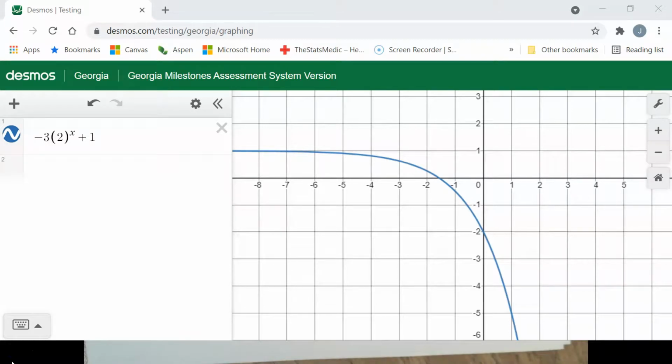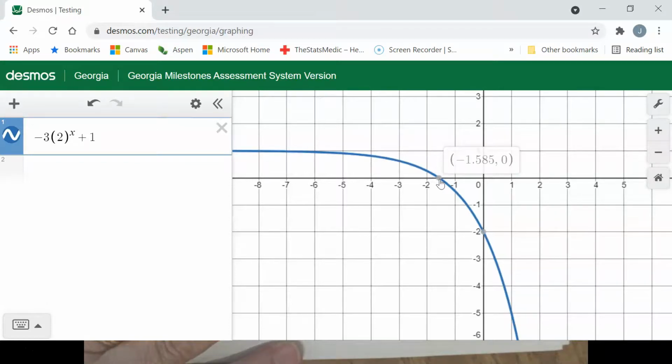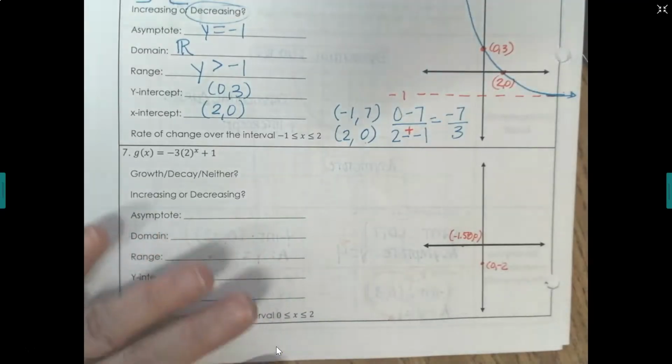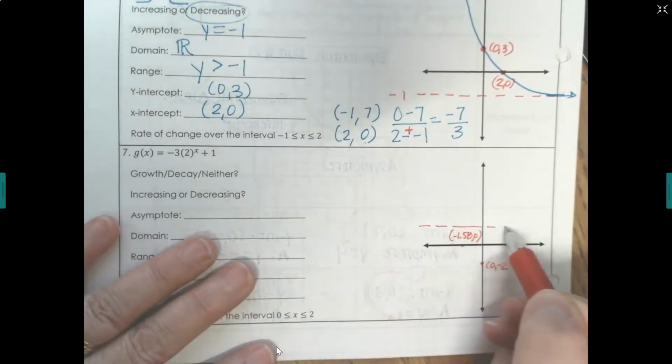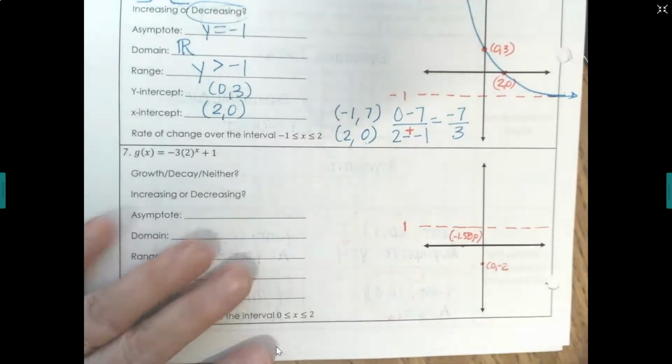All right, here's your equation, -3 times 2 raised to the x plus 1. So I'm going to sketch in my important numbers. My y-intercept is at (0, -2). My x-intercept, it's kind of weird, so I'm just going to find it here. It's (-1.58, 0). Okay. And then my asymptote, it says +1 here on the end of the equation, and if you look, that's where the graph flattens out, where y is 1. So that's where y is 1.